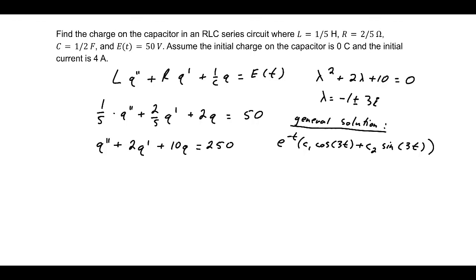And based on the r of t that we have, 250 in this case, we're going to make a preliminary guess that Q sub P of t is equal to A. That's because 250 is a constant, so we're going to suppose that our particular solution there is a constant.